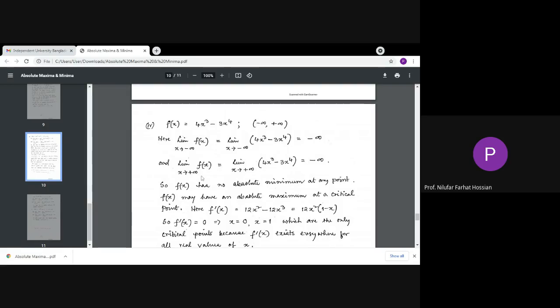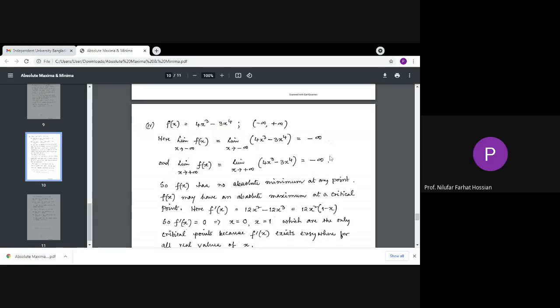And again, when x tends towards positive infinity, again this is power 3, this is power 4, and this term will be greater than this term. Since infinity to the power 4 is a positive number, this minus sign remains. So ultimately the result is minus infinity. Here also you are getting minus infinity. So for this function, there cannot be any absolute minimum.